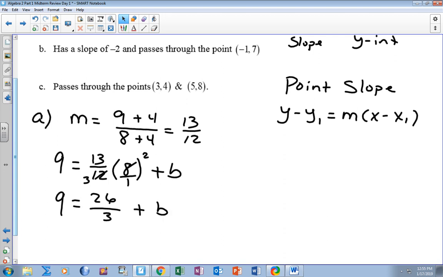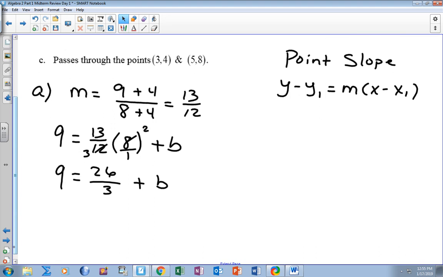So now we're going to solve for b. I'm going to subtract 26 thirds from both sides. So we have 9 minus 26 thirds. We can't simplify that more? It'll give you a decimal. Does it go in there? Or is it 18? I don't know. Try it. It goes in there 8 times. It'd be 8 2/3.